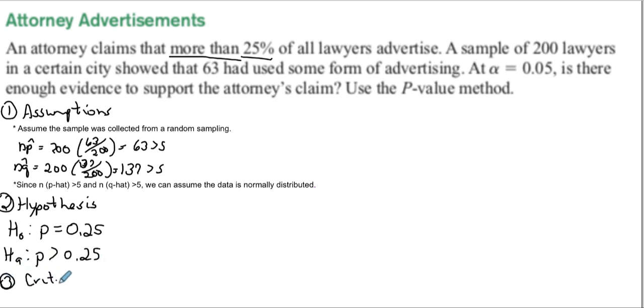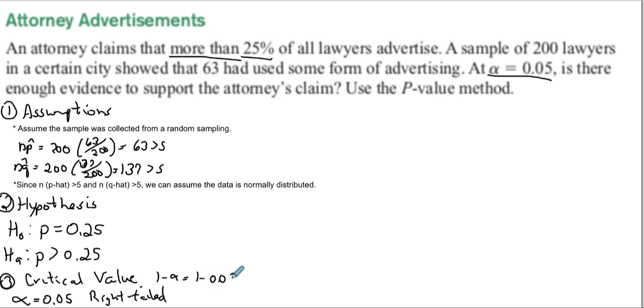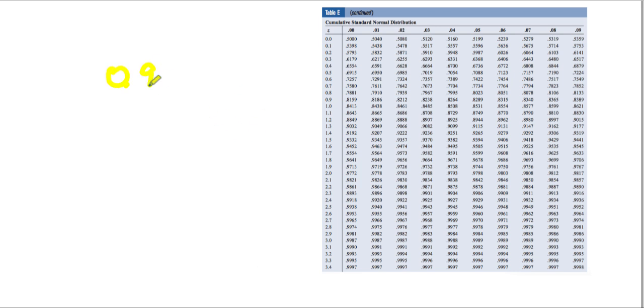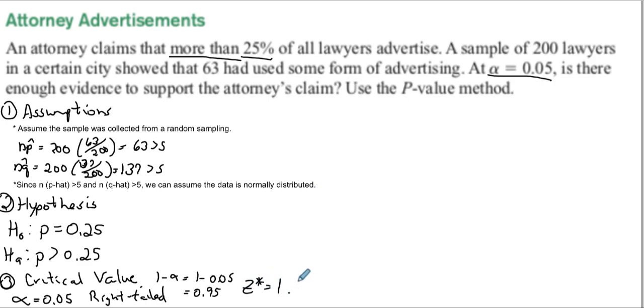Step 3, we're going to figure out our critical value. So I need to write down alpha, which is 0.05, and which type of test this is. This is a right tail test. And when you have a right tail test, to find the value on your z table, you take 1 minus alpha, which will give us 0.95. So I'm looking for 0.95 inside the z table, which is in between these two values, and we always round up. So I'm going to use a z critical value of 1.65.